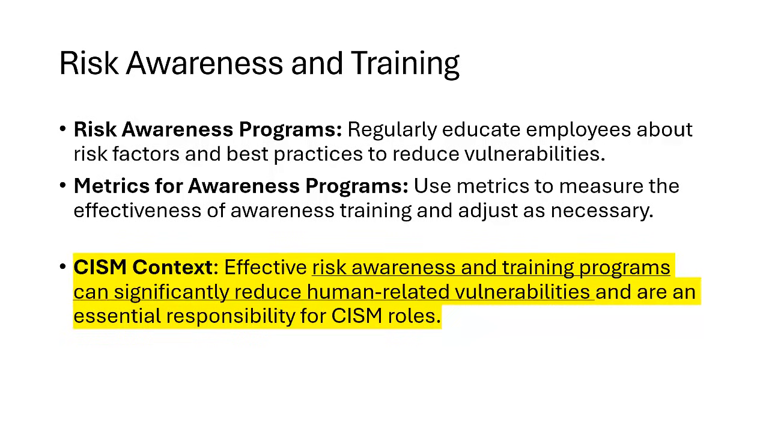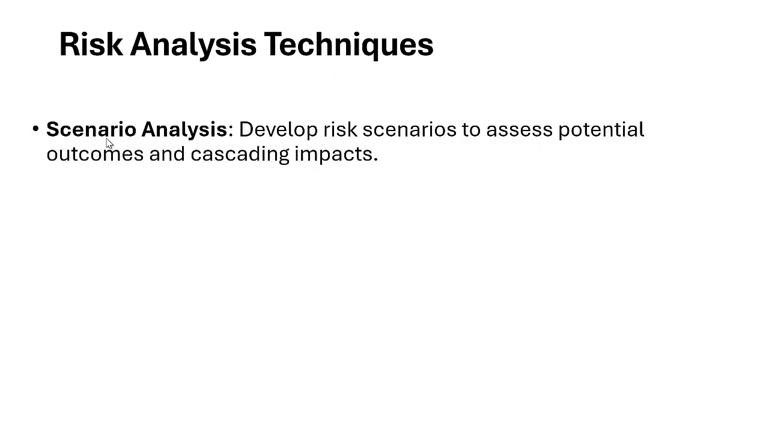Now, when we're doing a risk analysis, we have different ways to do the analysis. The first is based on a scenario. We develop scenarios to assess the potential outcome and cascading impact. For example, if a supplier is unavailable, what happens? They will not be able to provide me business support functions and so on, and that is a different level of impact. That is called scenario analysis. Cascading means one impact having an effect on other impacts.